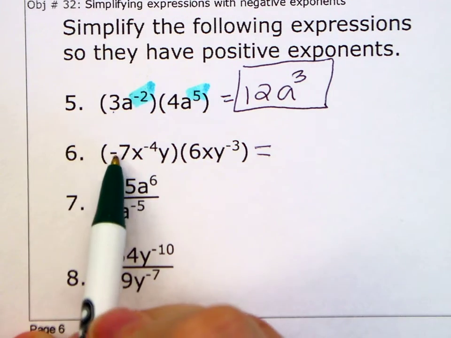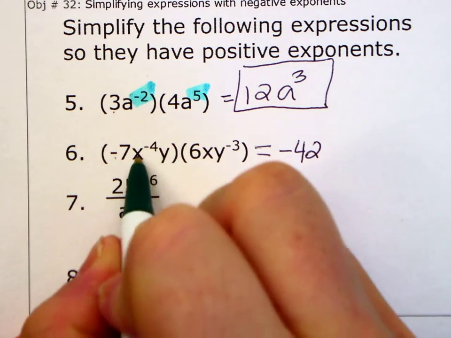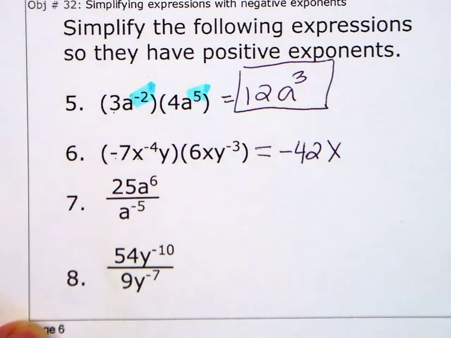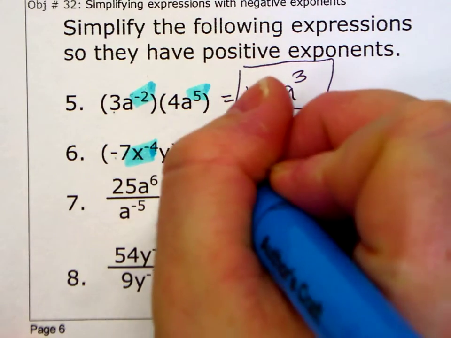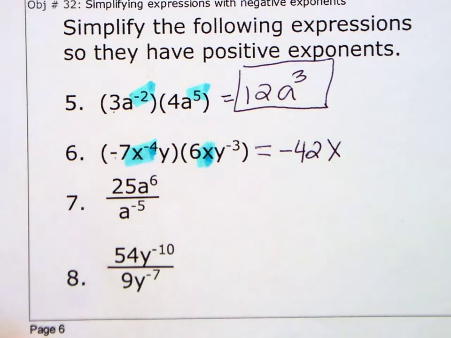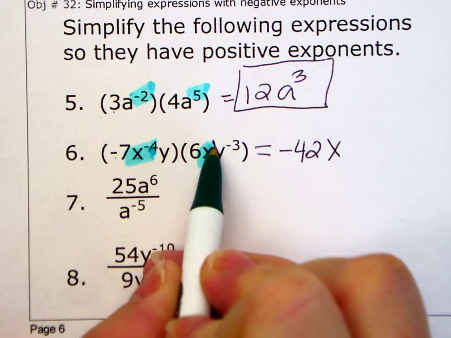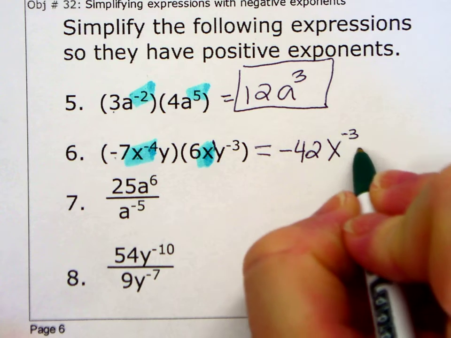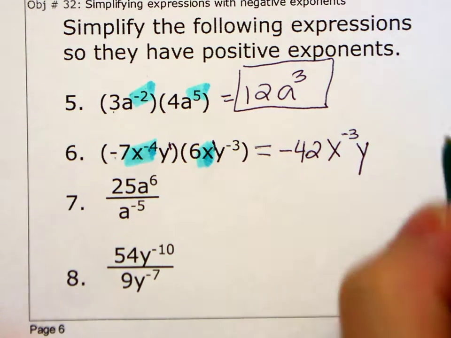All right, this one. Negative 7 times 6 is negative 42. We have x. All right, what do we get for the x's? We have x to the negative 4 and just plain x. What's the exponent for a plain x? It's 1. So we have negative 4 plus 1 is negative 3. y, again, a 1 and negative 3. That's negative 2.